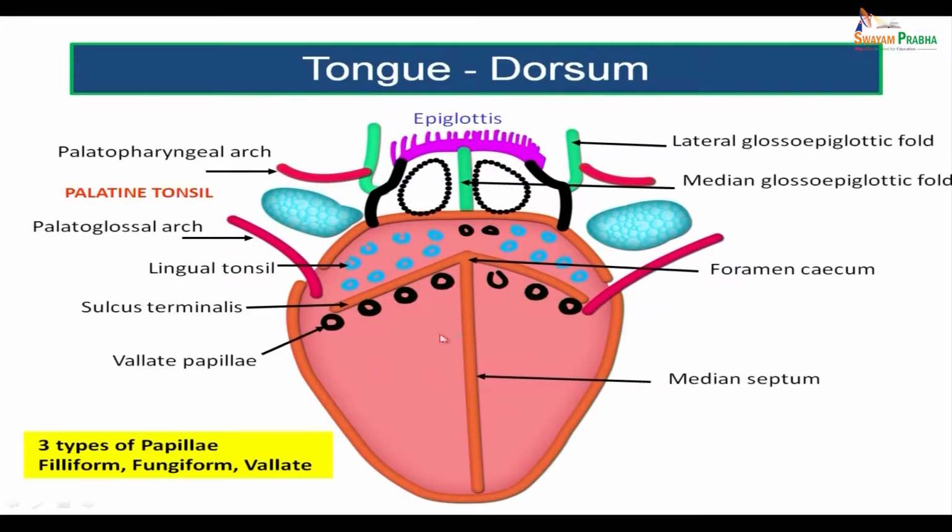What are the three types of papillae? You have the filiform papillae, the fungiform papillae and the circumvallate papillae. The filiform papillae are present all over the front and sides of the tongue. The fungiform papillae are most prominently seen on the sides of the tongue, whereas the circumvallate papillae are typically seen just in front of the sulcus terminalis.